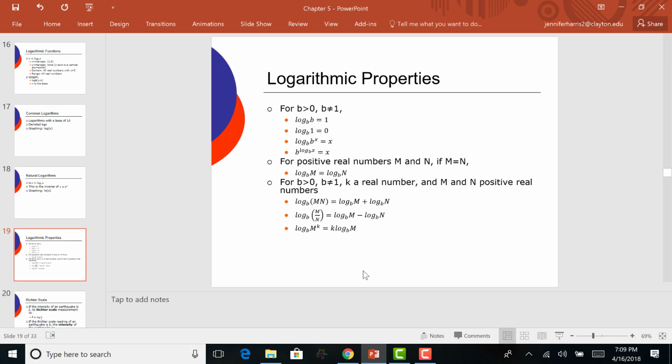It says, what if I have log base B of B to the X power, and it says equal to X. Let me put some numbers in here so you can see if this makes sense. Log base 3 of 3 to the 2 power is equal to 2. That's what that says. If these two numbers are the same, the answer is the exponent.